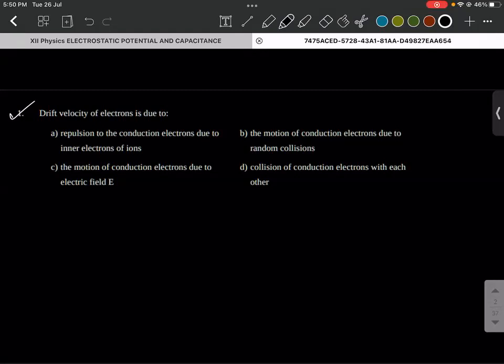Repulsion of the conduction electron due to inner electrons of ions. Is there something like that happening? The motion of conduction electron due to random collisions. Is it because of the random collisions that they are moving? No, due to the random collisions, their average velocity will become 0. And random collisions are happening due to the thermal agitation, right? So what about C? The motion of conduction electron due to the electric field E. That is right. So let's see the fourth one also. Collision of conduction electron with each other. Not convincing. C.